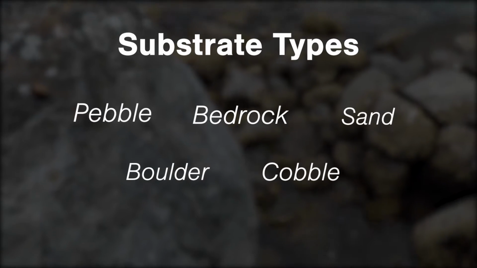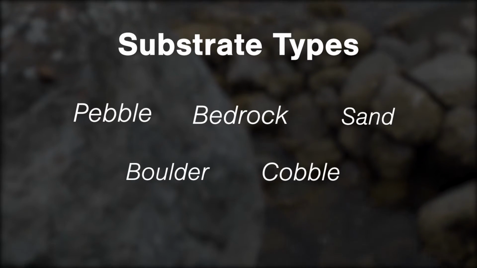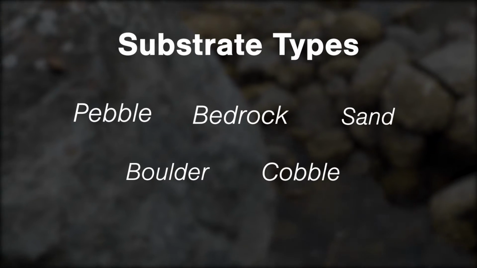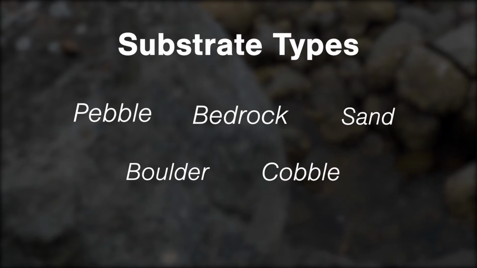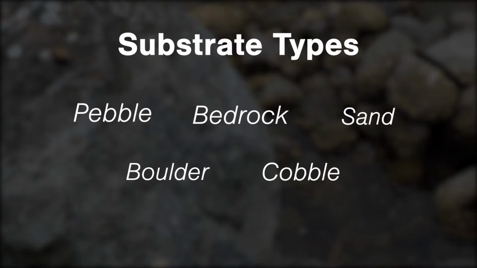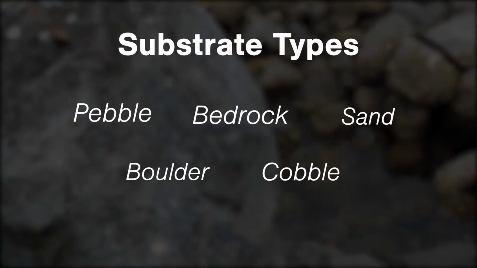Common substrate types are bedrock, boulder, cobble, pebble, and sand, cover, primary and secondary. If the bottom is not visible, estimate this based on the surrounding shorelines.